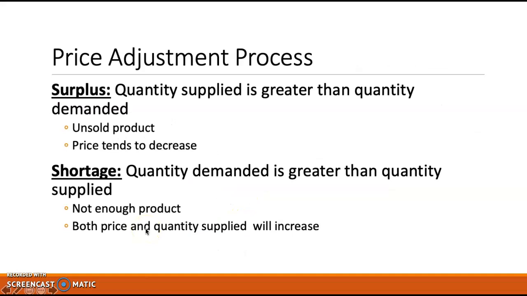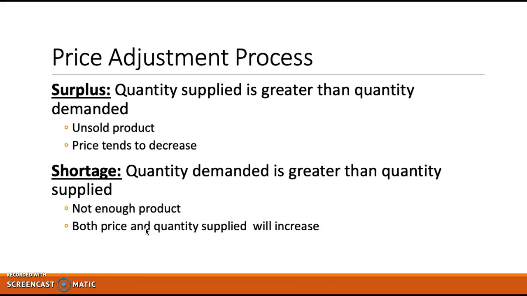A couple of other things to know with the equilibrium or the price adjustment process are the ideas of a surplus and a shortage. Some of you have probably heard of these before, so this might be a little bit of a review. But for those of you that don't know, a surplus is when the quantity supplied of any good is greater than the quantity that is demanded. So there's essentially unsold product just sitting on shelves somewhere, sitting in a warehouse. People aren't really looking to buy this product. Companies may have created a lot of them, but there isn't a demand for them.